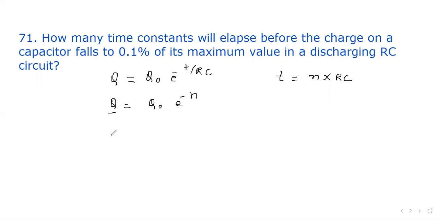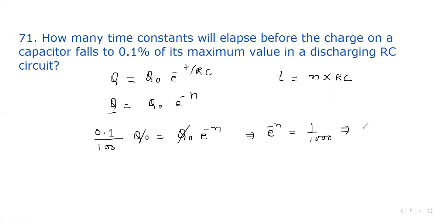Here, value of Q is given as 0.1% of Q0, so e to the power minus n. Q0 will cancel out. So e power minus n equal to 1 upon 1000, or e power n equal to 1000, or n equal to log 1000 base e, and that will be equal to 6.9.